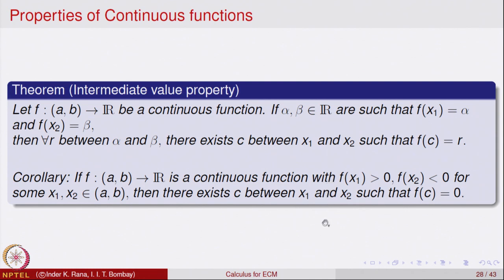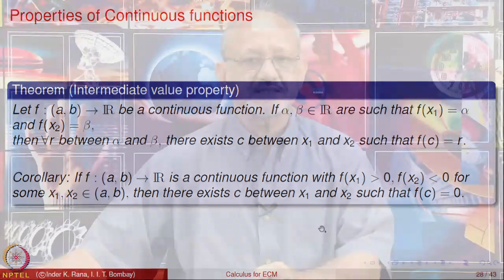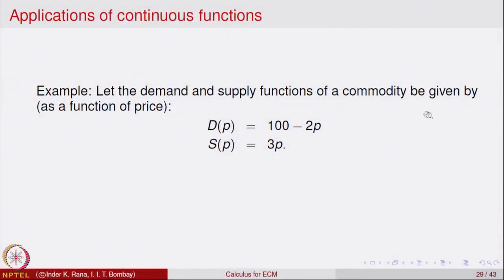So, this theorem has a lot of applications in mathematics, but let us see one application in our subject. Let us take demand and supply functions of a commodity given as the following. The demand is a function of the price, so demand is equal to 100 minus 2p, and the supply is again a function of the price, and that is equal to 3p.